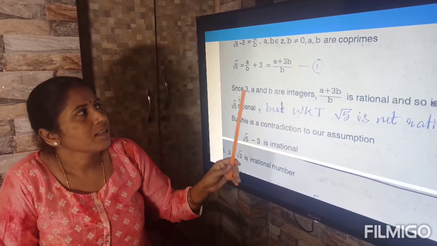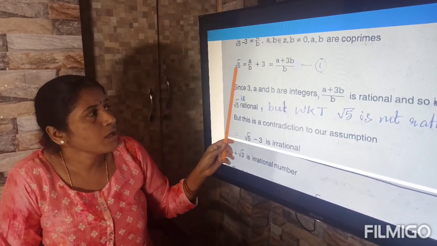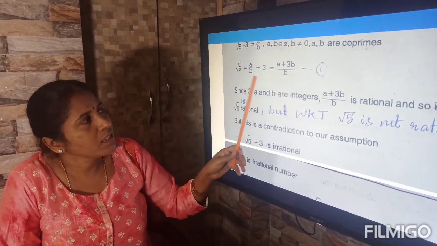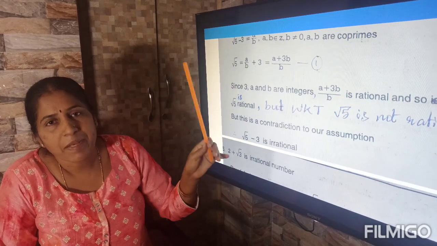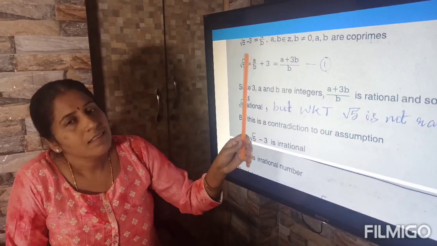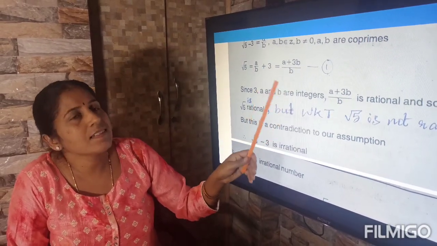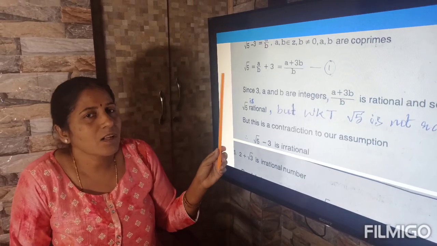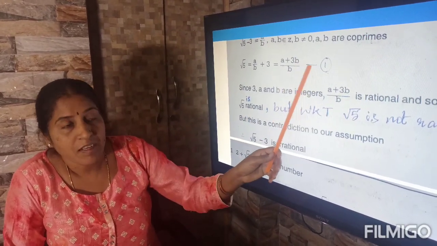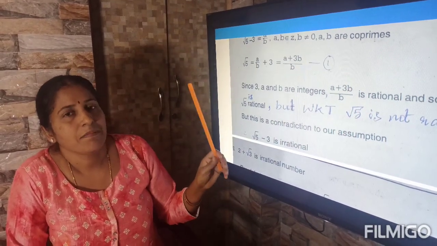It's very easy. To prove a number with a root is irrational, you have to keep that part on one side, take everything else to the right side, and make it a fraction. Then that is a rational number. If one side is rational, then the left side will also be a rational number. Here in equation 1 we will prove it is a rational number.